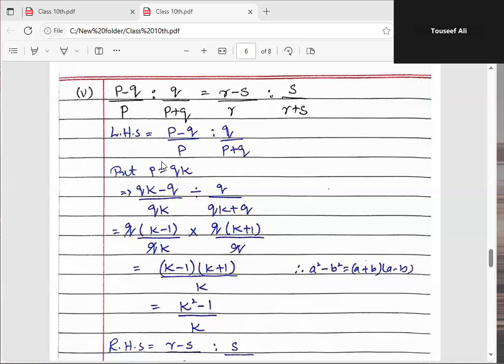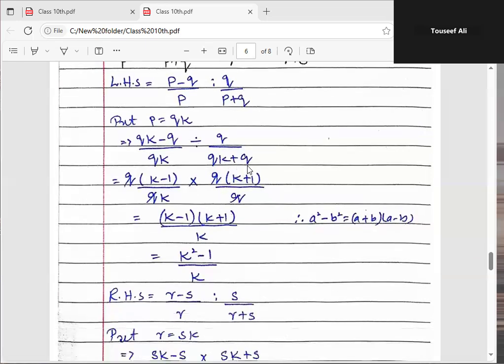We have already found the values by using the K method, which is P equals QK and R equals SK. So in place of P, I replace QK in the left hand side. In the numerator, in place of P, I replace QK minus Q as it is, and in the denominator there is P, which is QK. We just change this ratio into division form, and Q remains as it is because we don't have the value of Q, divided by P plus Q. In place of P, I replace the value, which is QK plus Q.